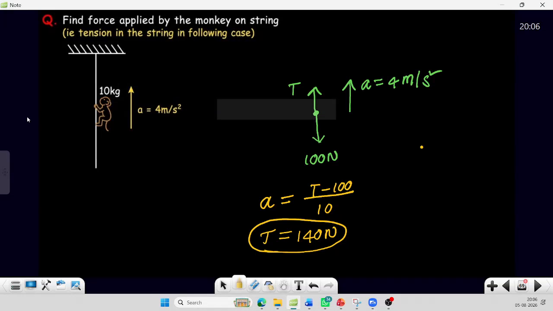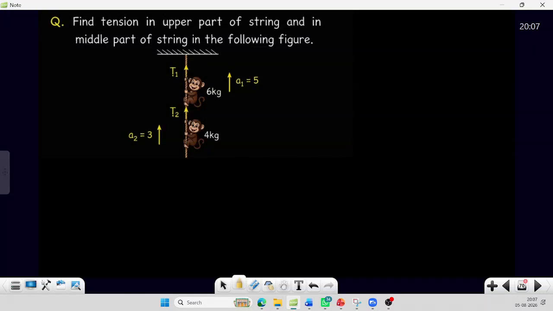Right. This problem completed now? Yes, to the next one. Take it.